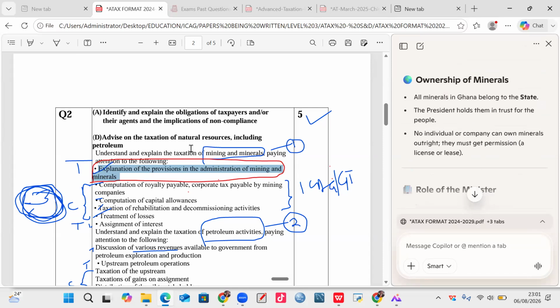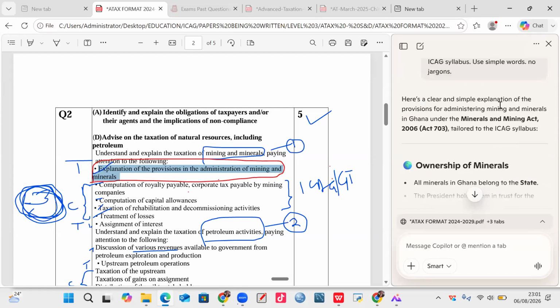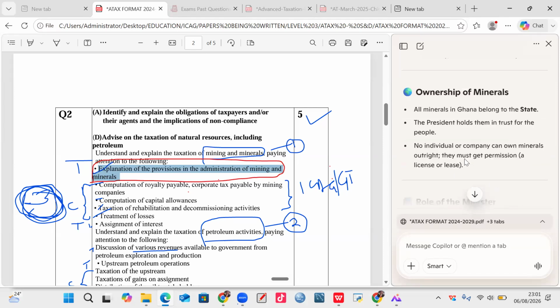So here in question 2A under the minerals, it says, understand and explain the taxation of mining and minerals, paying attention to the following: explanation of the provisions in the administration of minerals. And having read the lecture note, I'm not getting it well. The lecturer explained, I'm not getting it well. The ICAG manual has commented on it, I'm not getting it well. I'm using Chat, and I've instructed Chat to use simple words.